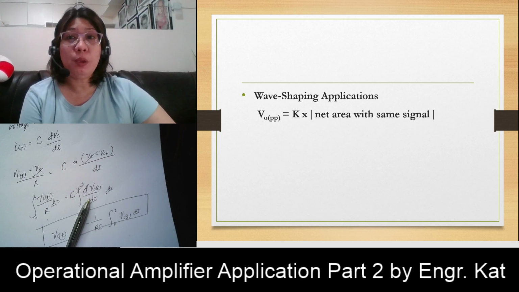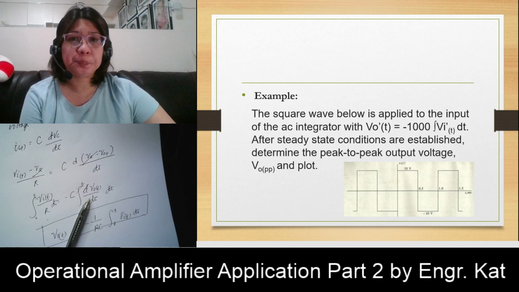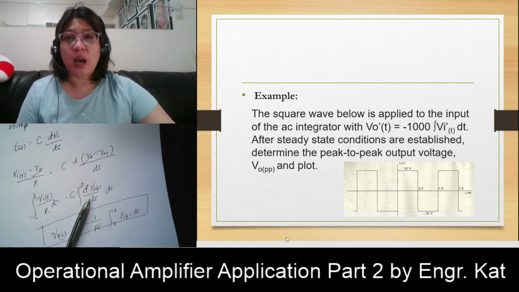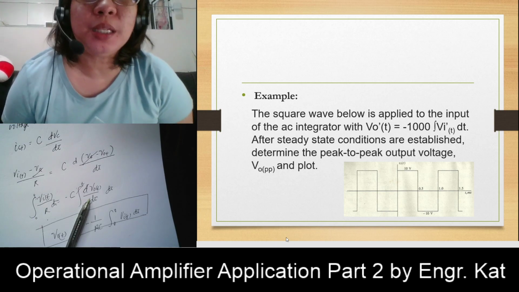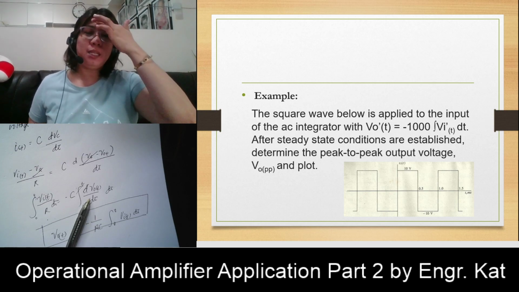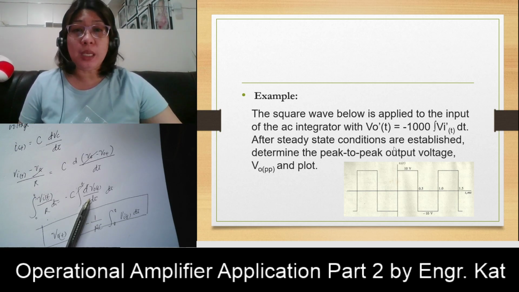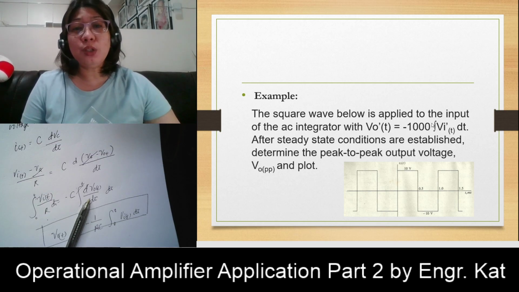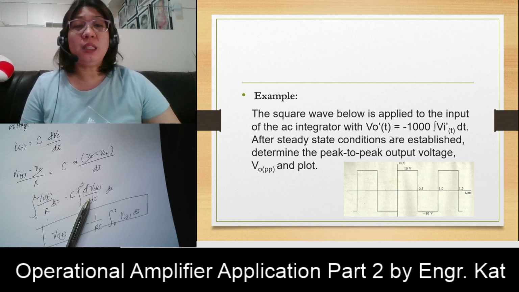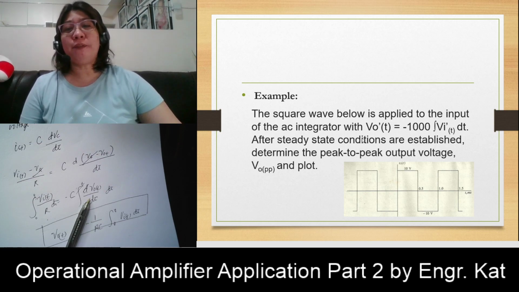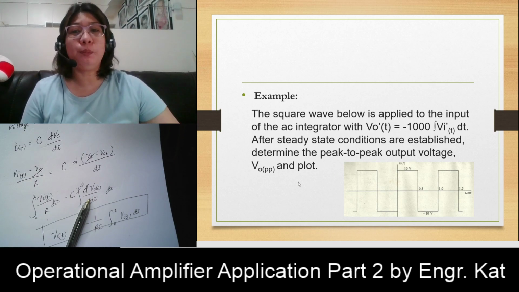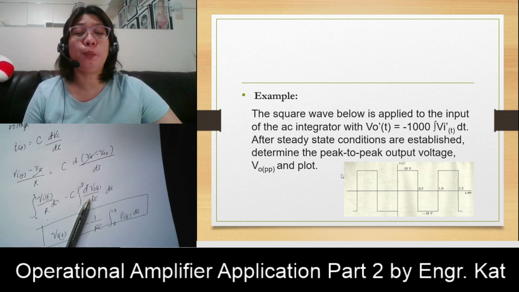Okay, so what do we mean by this formula? We have here an example. It says here, the square wave below is applied to the input of an AC integrator with output voltage scalar equivalent to negative 1000. So this negative 1000 is your K. This is your scalar. After steady state conditions are established, determine the peak-to-peak output voltage and plot it.